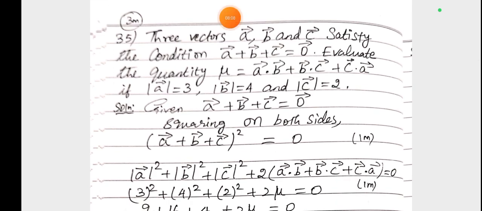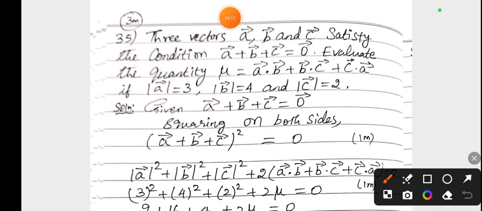Now 35th. Now 3 marks. So 2 mark, 3 mark we are doing, children. So more 1 marks we saw only now, coming to this. Okay, 3 vectors, A vector, B vector, C vector satisfy the condition. What is the condition? A vector plus B vector plus C vector equals 0. In the printout, if you see, evaluate the quantity, the mu is missing. Actually, mu equals A vector dot B vector plus B vector dot C vector plus C vector dot A vector. And magnitude of A vector is 3, magnitude of B vector is 4, magnitude of C vector is 2.